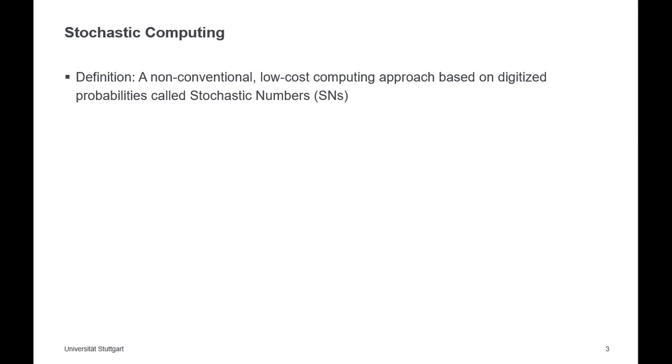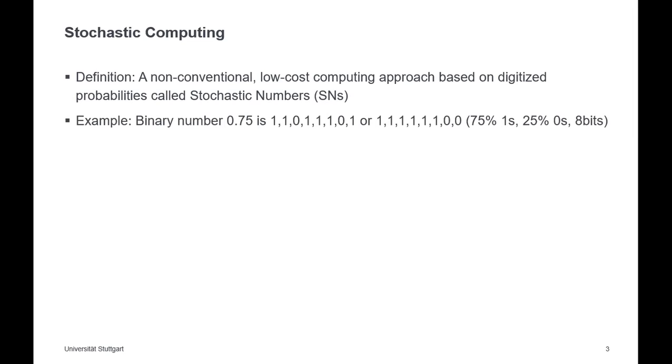Stochastic computing is a non-conventional low-cost approach where numbers are treated as digitized probabilities. Such numbers are called stochastic numbers. For example, the binary number 0.75 can be represented as shown here. Both the representations have 75% ones and 25% zeros. The bit stream length is 8 bits wide.